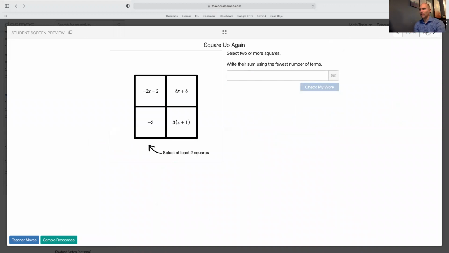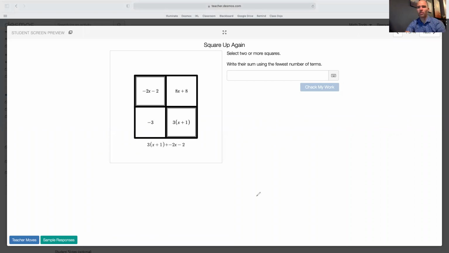All right, so again, select 2 or more squares and write their sum using the fewest number of terms. Let's do the one with the factoring in here. You might call it a distributive one, whatever you want to say. Let's do this one here. And let's do the one with all the negatives. We'll make it extra challenging.